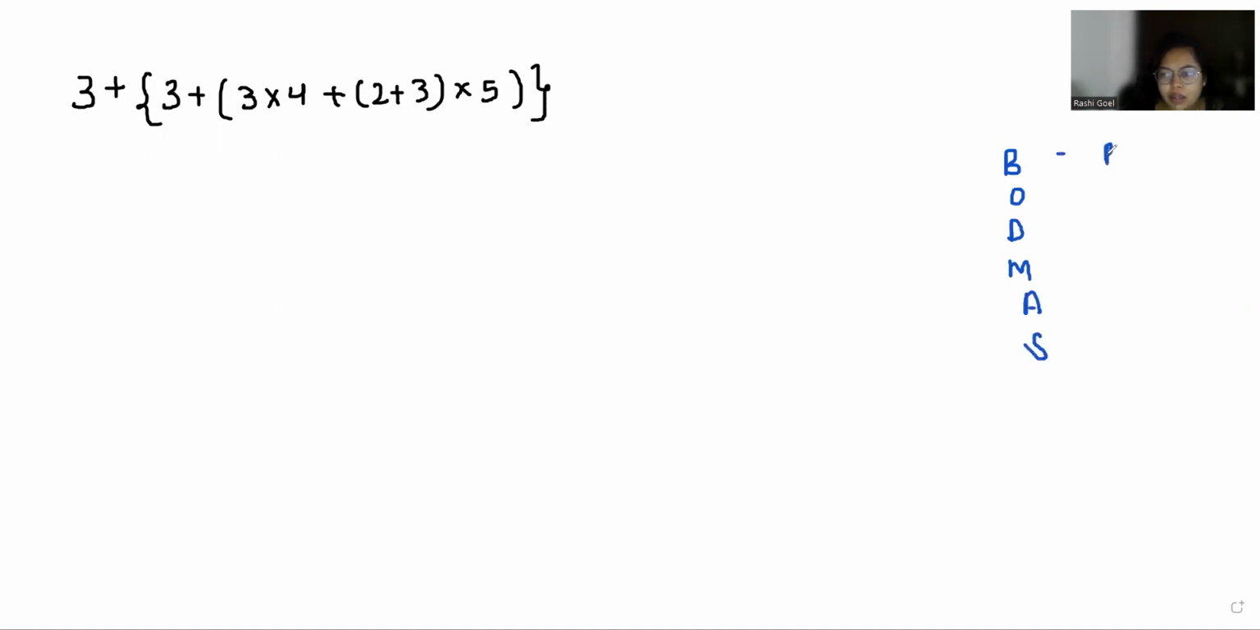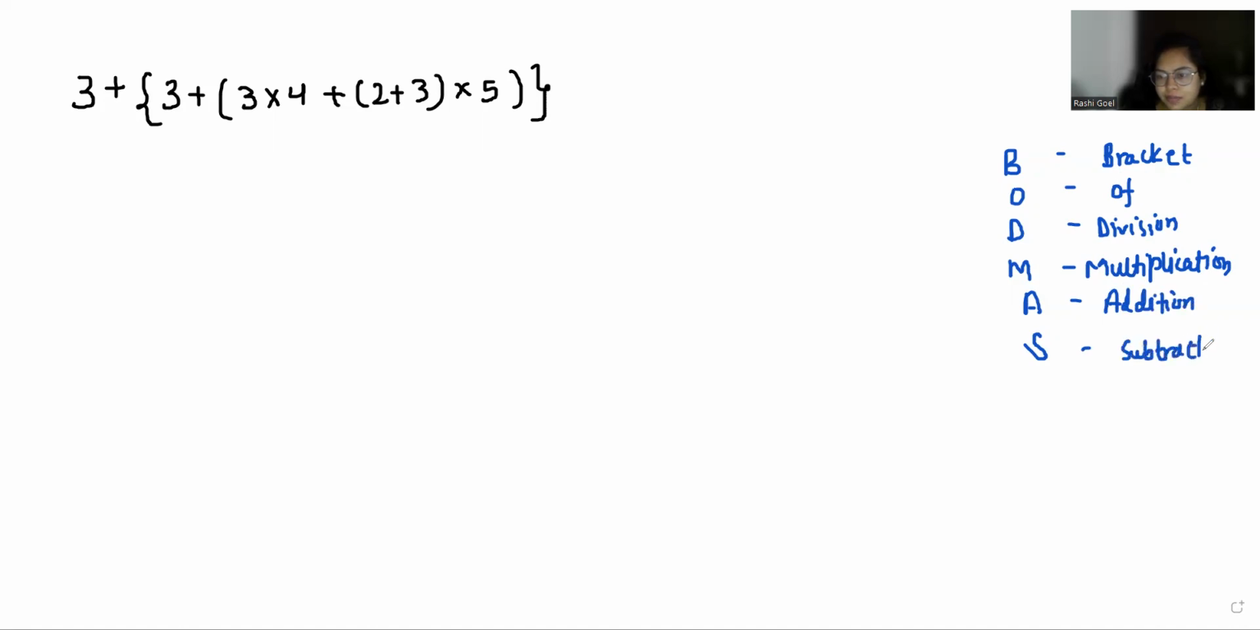where B is bracket. So they have given 3 brackets, so we will solve the inner one first. Then if "of" sign is given, then division, multiplication, addition and subtraction. So let's start today's video solution.